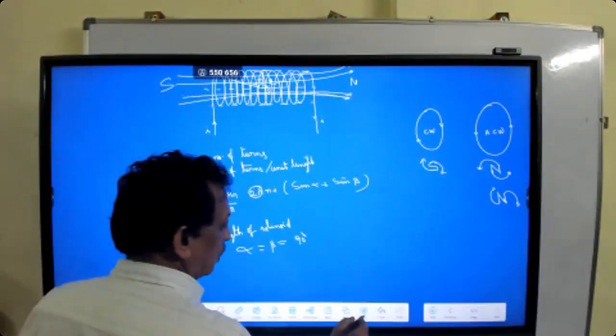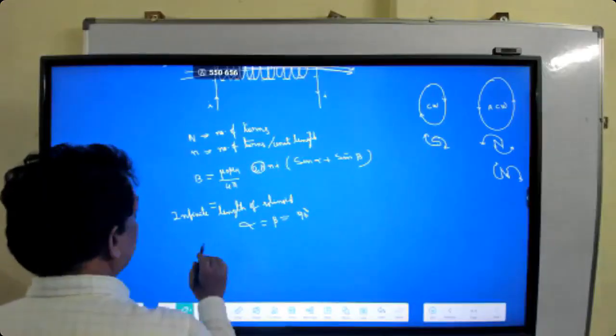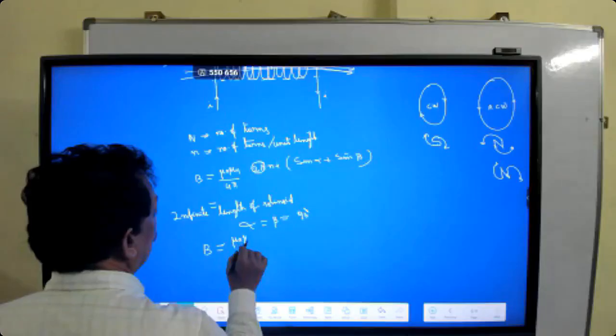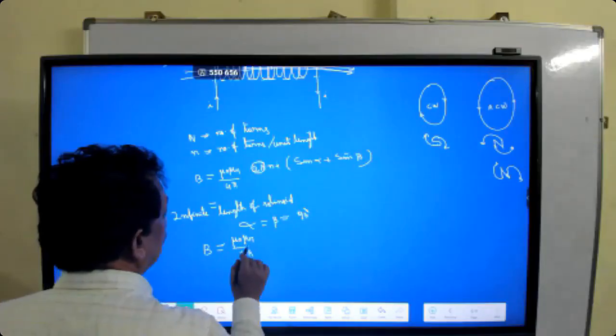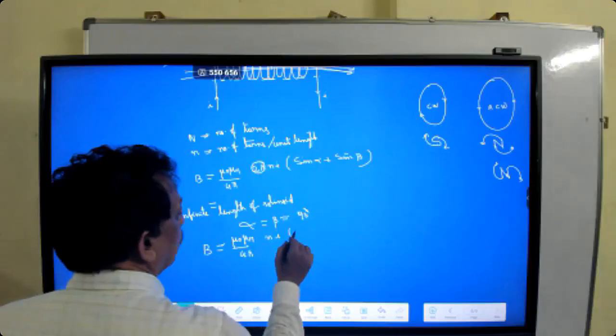Now substitute this, then what are you going to get? B is equal to mu naught mu r by 4 pi into n I into 1 plus 1.